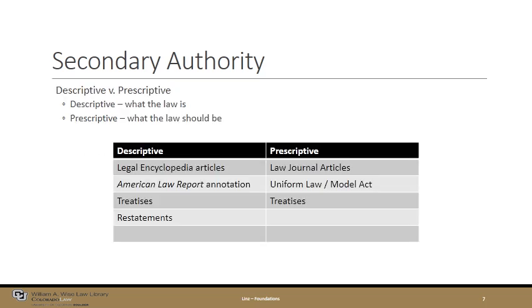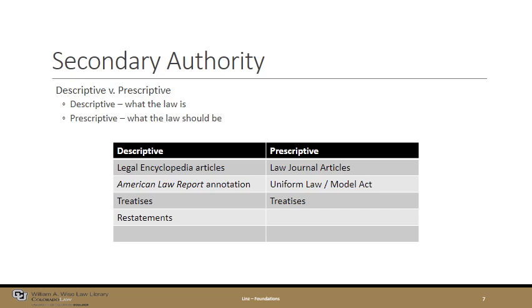Okay, the first distinction, the first way to approach secondary authority is descriptive versus prescriptive. When we say a secondary authority is descriptive, what we're saying is that it tells us what the law is. It's merely a description of what the law is in a particular area, what the case is, what's the statute, and how it's generally interpreted.